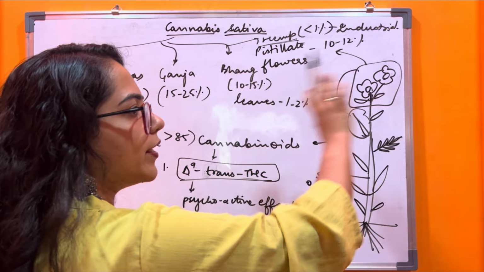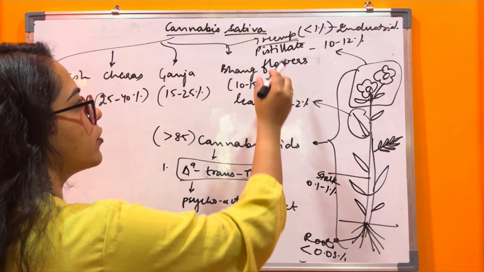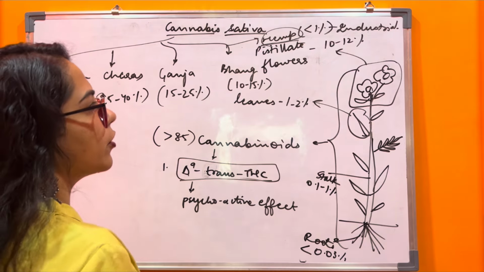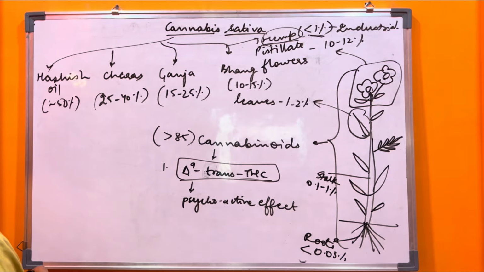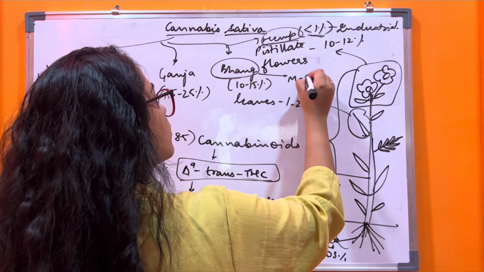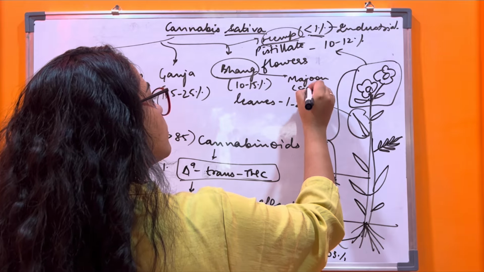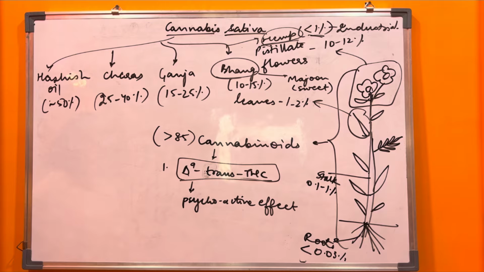Hemp is all industrial work, like the plant that is being used for the industrial work is termed as hemp because it is having a very low concentration of the active principal component, right? And also along with bhang, we studied about majun. Majun is the sweet which is prepared from bhang, and it is also having the same concentration as bhang.